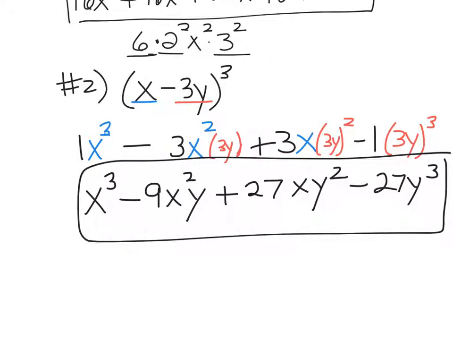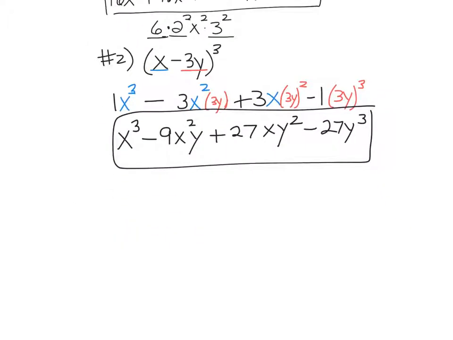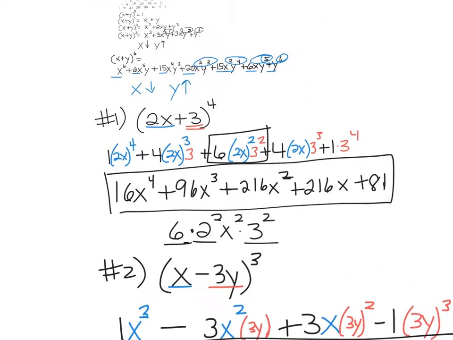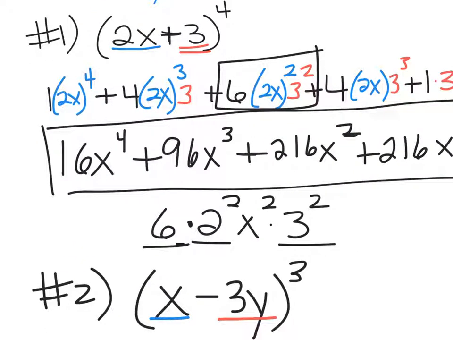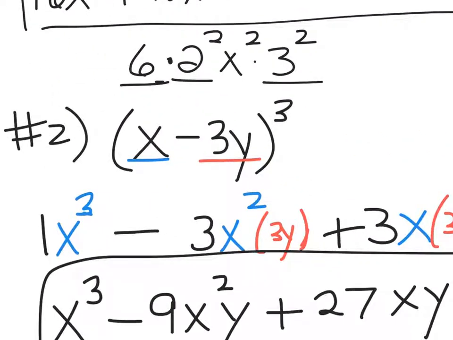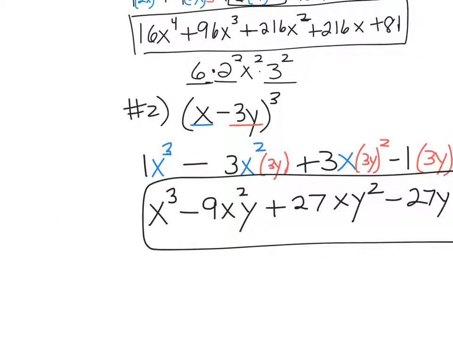Okay? How do you know when to do plus or minus? Oh, because this was a minus right here. When it's minus, you alternate? Yes. So this in the middle was plus, and so they're all pluses. But when the middle is a minus, you alternate plus, minus, plus, minus. You start with plus on the first term.